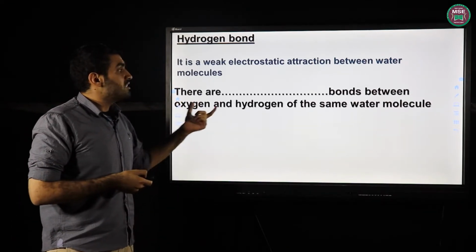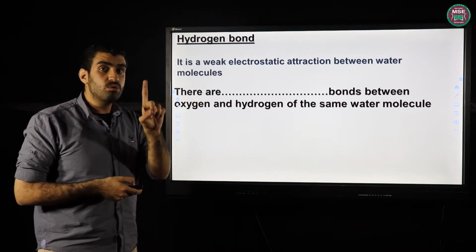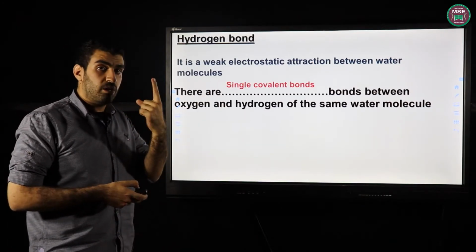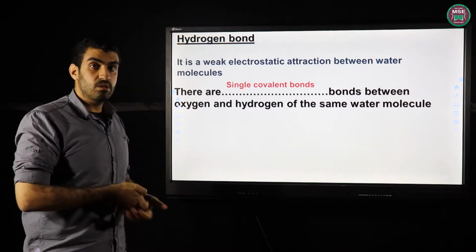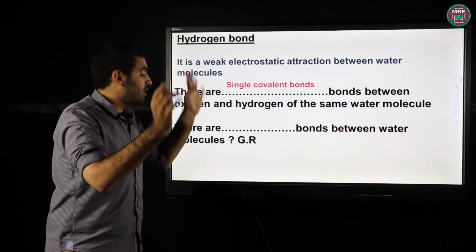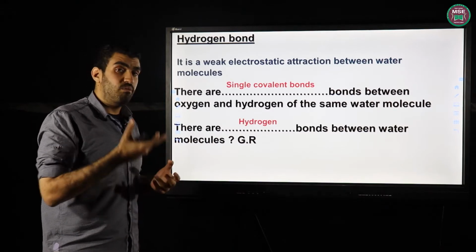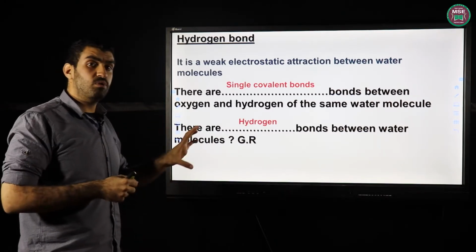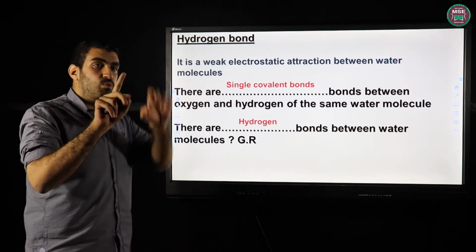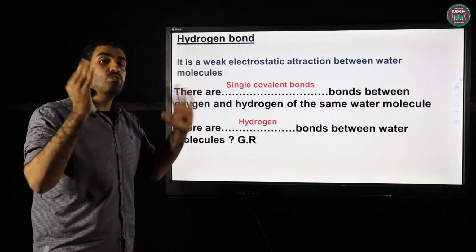When I ask you, what bonds are found between oxygen and hydrogen of the same water molecule, it's a single covalent bond. I'm talking about only 1 molecule. 2 single covalent bonds are found. But when I ask you, what bonds are between water molecules, hydrogen bonds. So the difference between single covalent bonds and hydrogen bonds is that single covalent bonds are found in the same water molecule between oxygen and hydrogen, while hydrogen bonds are found between the water molecules.